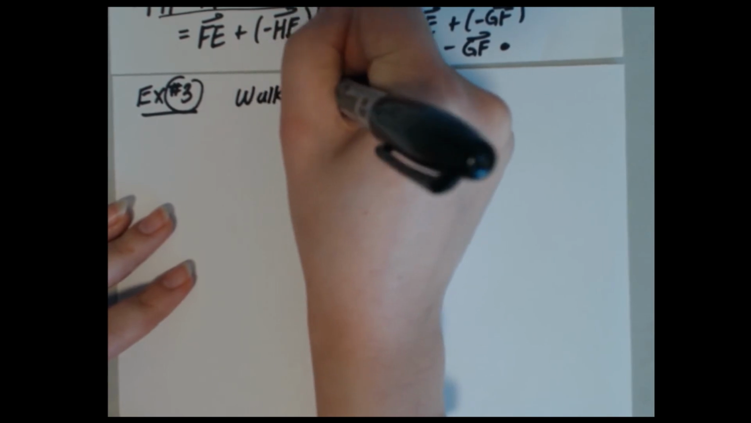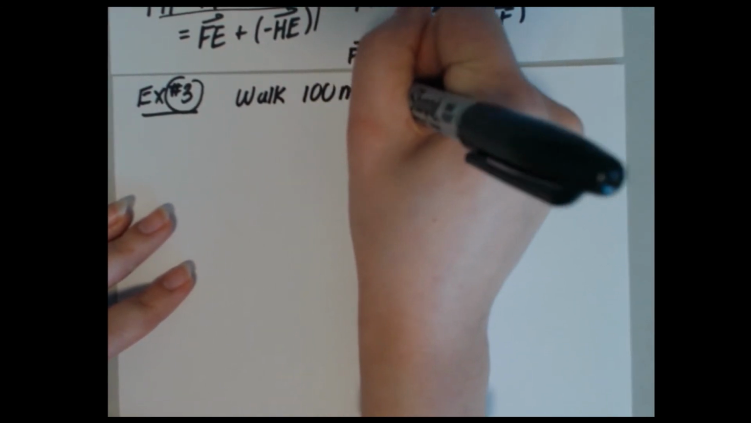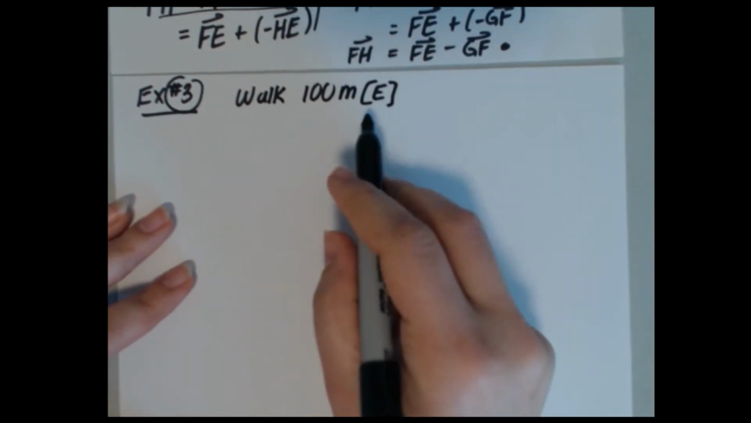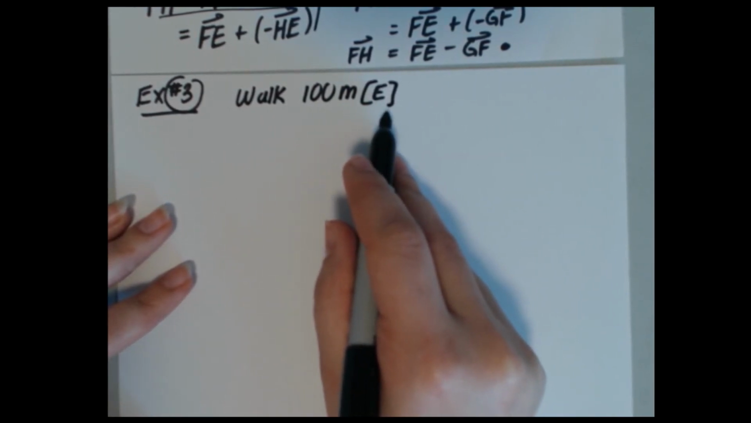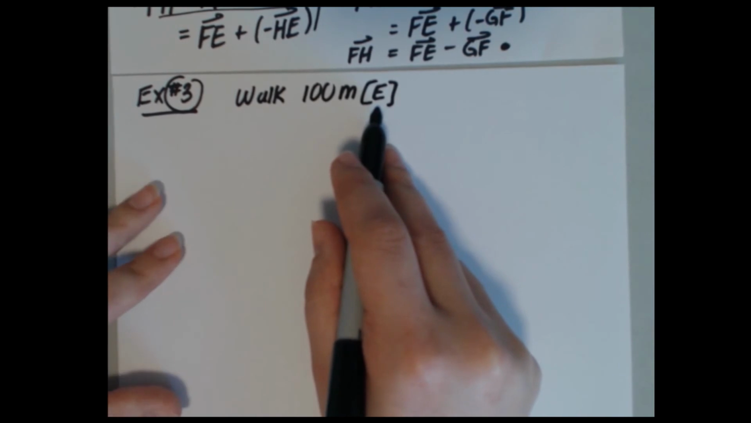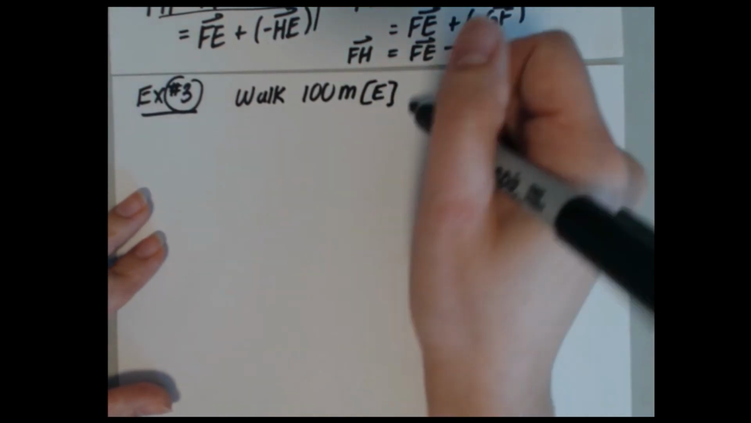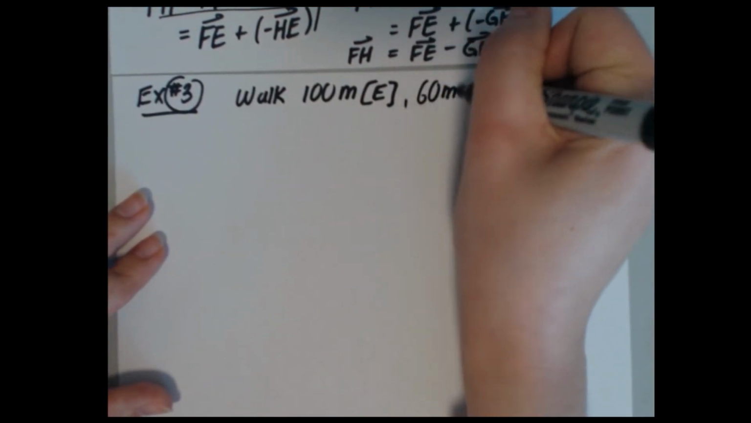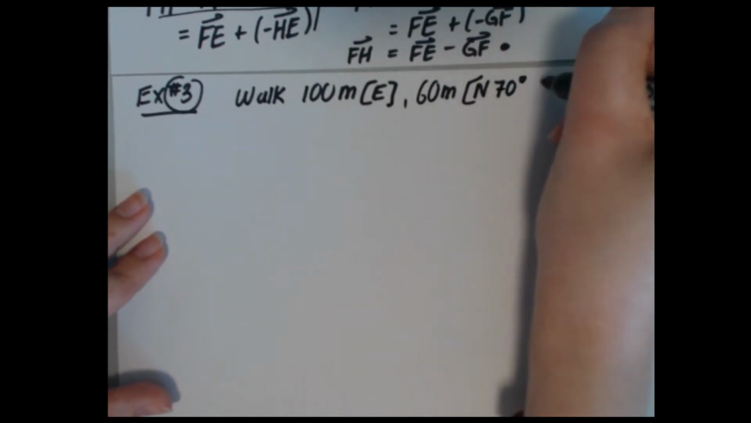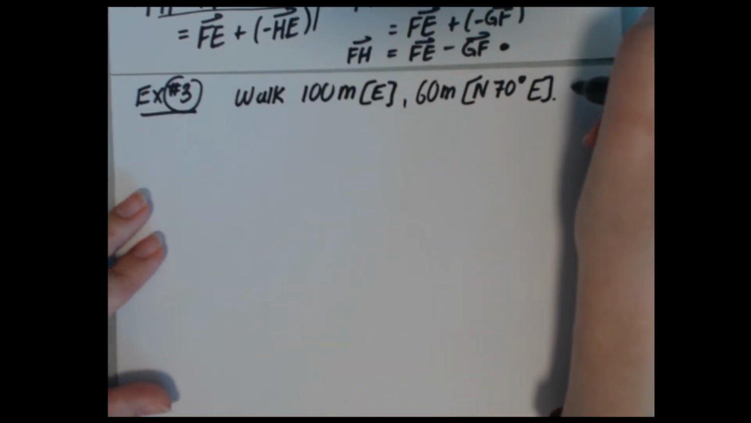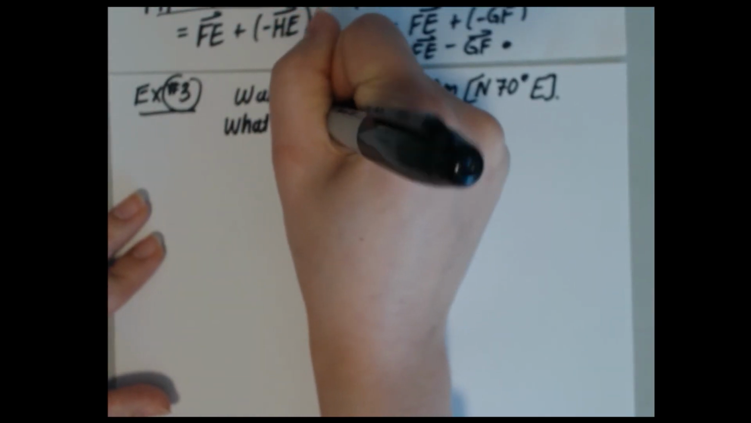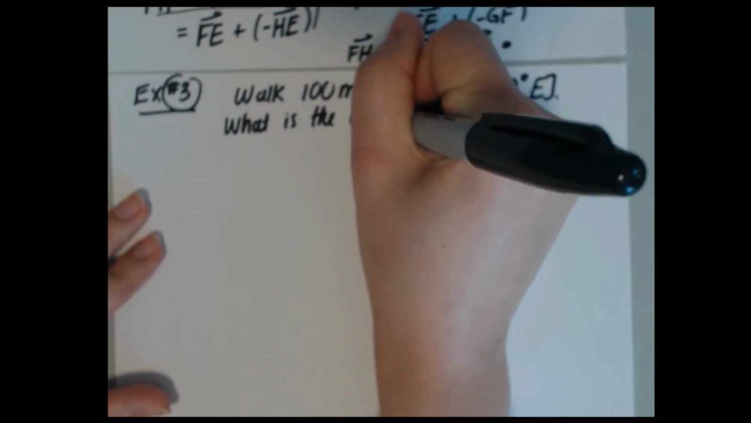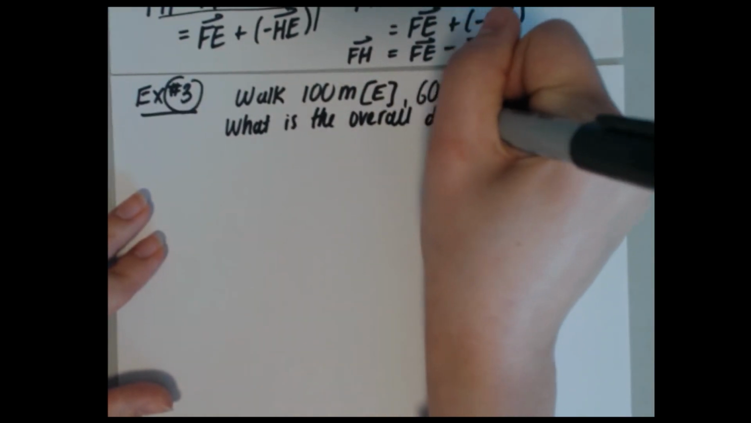So this person is walking 100 meters east. So again, based on 6.1, I said always put directions in square brackets. So this is east. So the person walks 100 meters east, and then they walk 60 meters at this direction. Starting at north, you move 70 degrees toward the east, and I want to know what is the overall displacement.